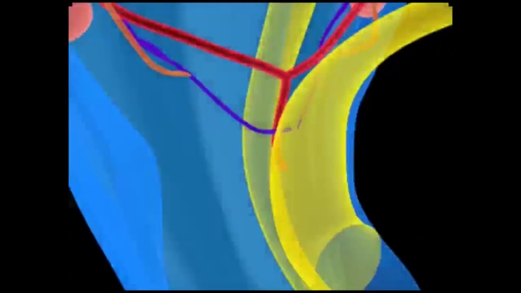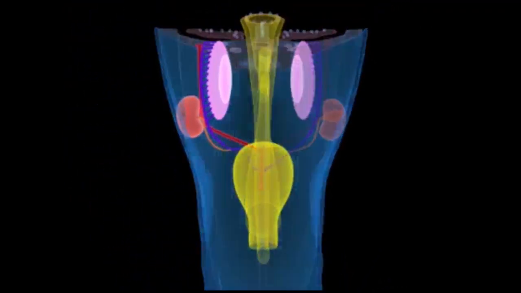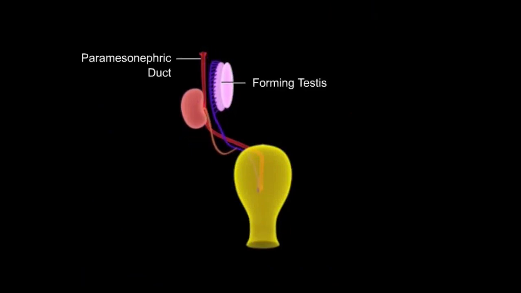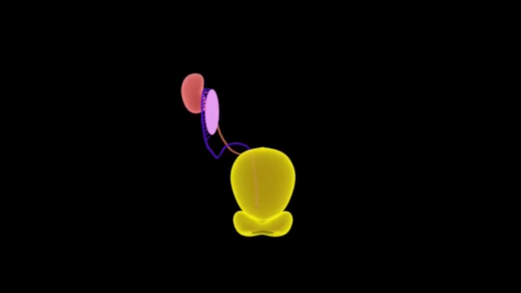In males, the testes secrete both androgenic or masculinizing hormones as well as Mullerian-inhibiting substance, MIS. The Mullerian-inhibiting substance causes the regression of the paramesonephric duct, while androgens promote the formation of male genital ducts. The mesonephric duct forms the epididymis and the ductus deferens.